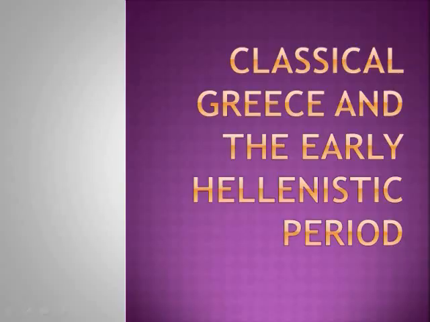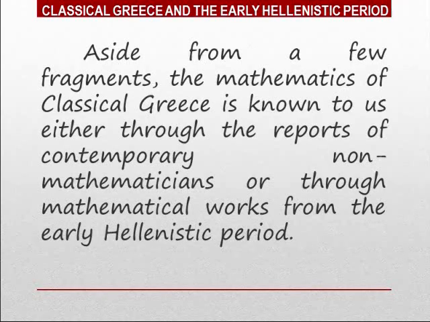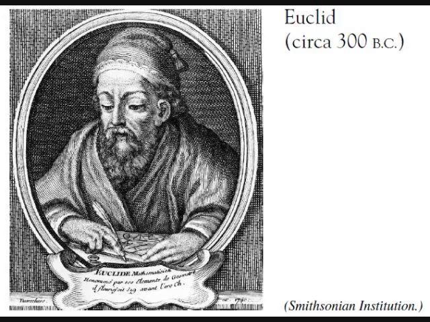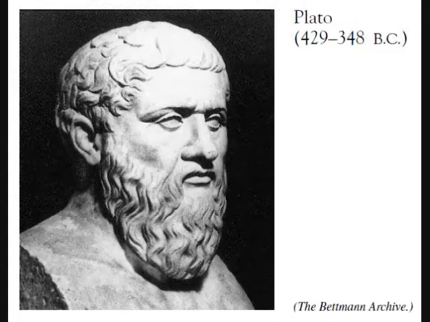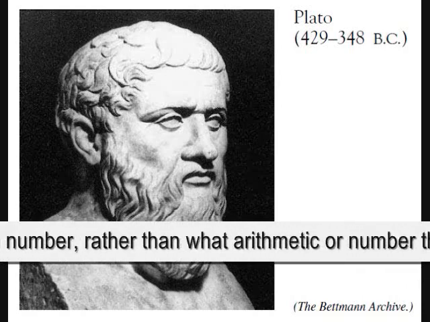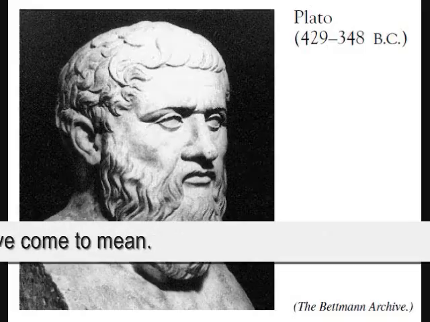Classical Greece and the early Hellenistic period. Aside from a few fragments, the mathematics of classical Greece is known to us either through the reports of contemporary non-mathematicians or through mathematical works from the early Hellenistic period. In the case of number theory, this means, by and large, Plato and Euclid respectively. Plato had a keen interest in mathematics, and distinguished clearly between arithmetic and calculation. By arithmetic, he meant, in part, theorizing on number rather than what arithmetic or number theory have come to mean.